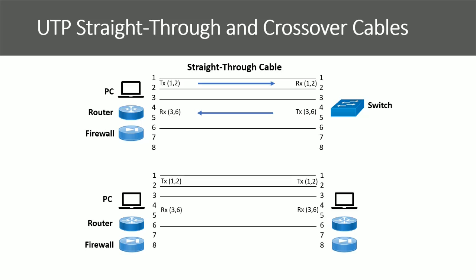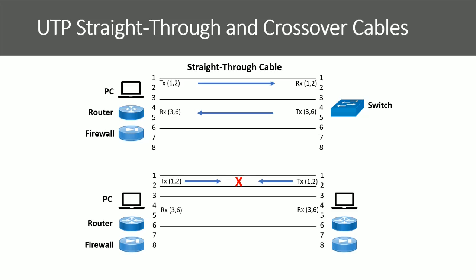If these devices want to communicate with each other, they'll try to send data over the transmitter, which is pin 1 and 2, and both devices on both ends will try to send data on the transmitter pins, and this means the data will collide and information will never be received on the receiver end of both sides.